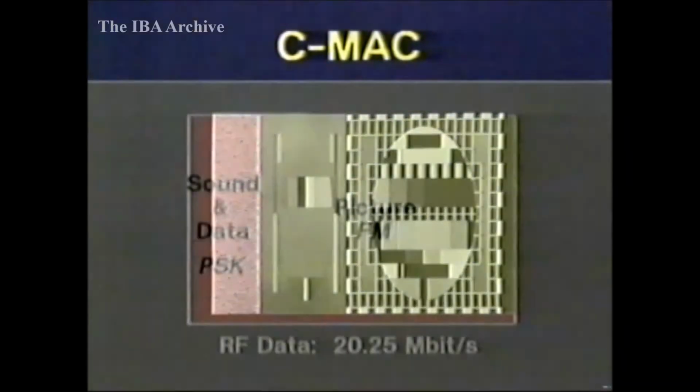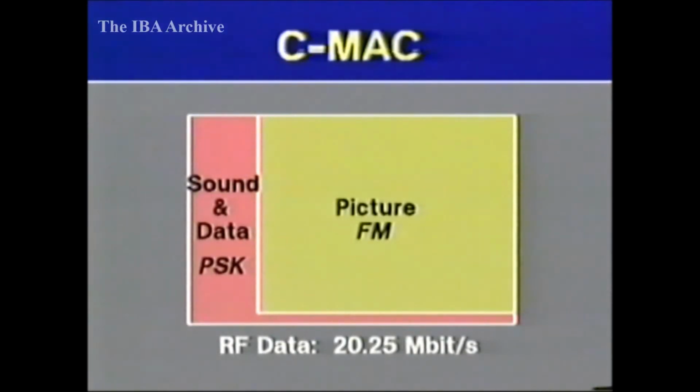Each burst of data is broadcast at a rate of 20.25 megabits per second. This means that in a line period of 64 microseconds there would be 1296 bits of data. However, the data signal is present for only about 10 microseconds at the start of each line period, ahead of the FM picture signal. 206 bits in every line to be precise.